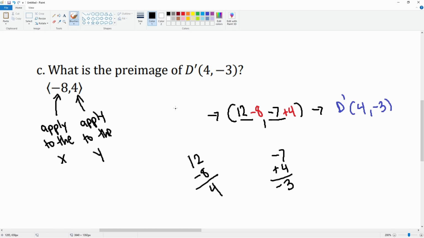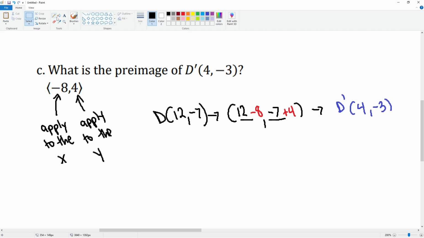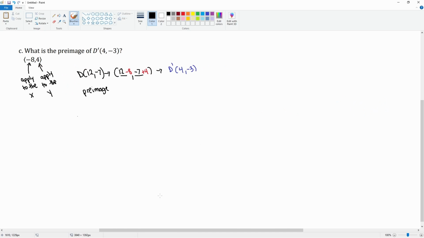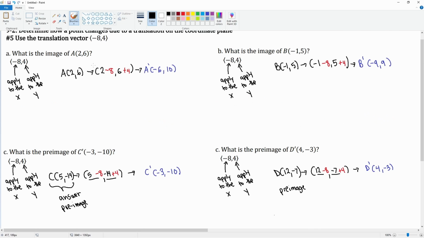So the original point of D was 12 comma -7. This is your answer here, because this is the pre-image. This is the point before the translation happened. If not, you can just graph it and find it yourself that way too. That also works. The first two were trying to find the new image, and the last two, C and D, we're trying to find the pre-image.